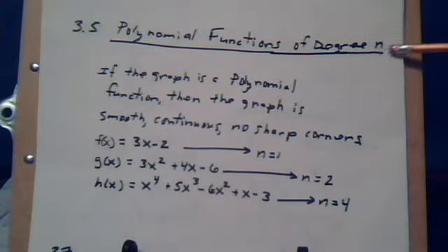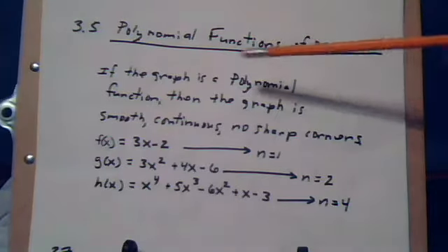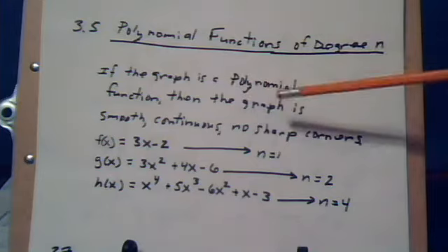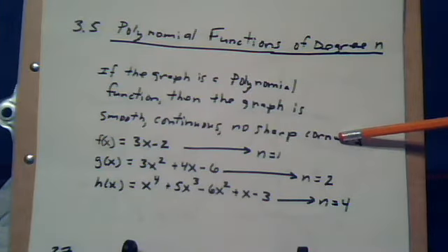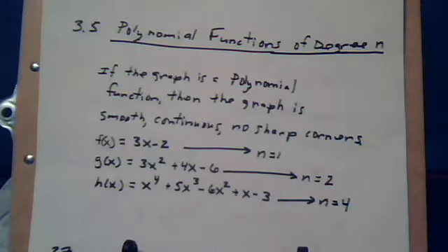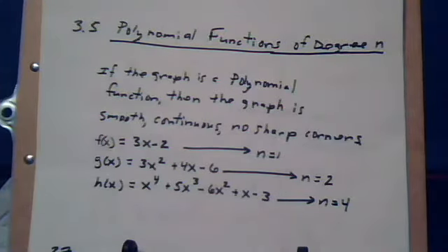Polynomial functions of degree n. If the graph is a polynomial function, then the graph is smooth, continuous, and has no sharp corners. Continuous means it doesn't have any breaks. Smooth means it's not jagged. And no sharp corners is like jagged also.